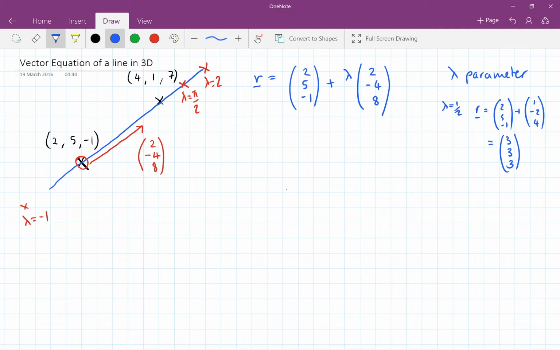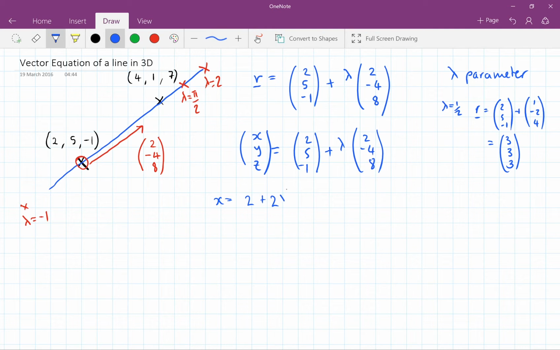But now we can write it in parametric form. So the position vector is (x, y, z). We still have the same vectors for the line. So we now get x = 2 + 2λ, y = 5 - 4λ, and z = -1 + 8λ. Now we can write equations that are equal to lambda.